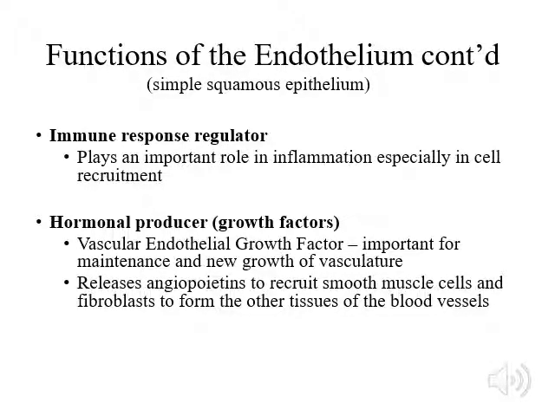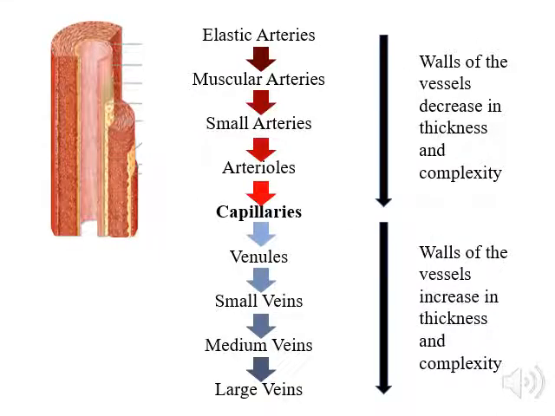They also produce hormones. Endothelial cells can produce vascular endothelial growth factor, which is critical for the maintenance and new growth of blood vessels. And they may also release angiopoietin, which will recruit smooth muscle cells and fibroblasts to help form the other tissues that make up blood vessels. So keeping in mind this general structure of blood vessels, so intima, media, and adventitia, let's look at the various types of blood vessels as blood courses through our body.